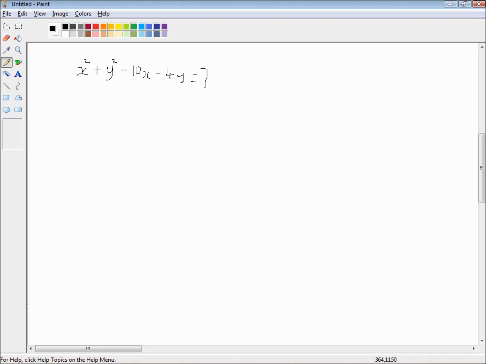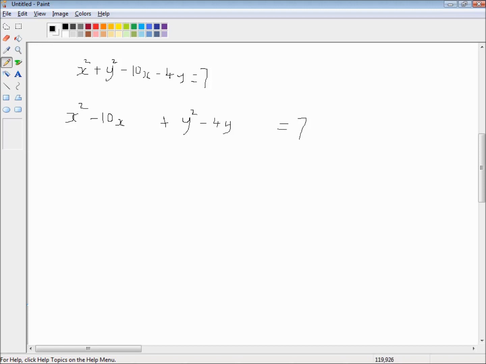Okay, well, what we can do with this is try and tidy it up a little bit. I'm going to gather the x and y terms together, so I'll have something like x² − 10x, and now I'm going to leave a space so that I can complete the square, and I'm going to say plus, and now I've got my y² − 4y, and I'm going to leave a space again so that I can complete the square, and that's equal to 7.